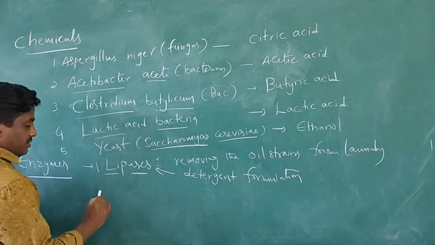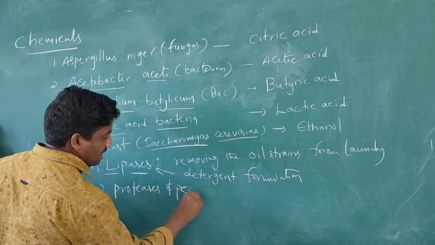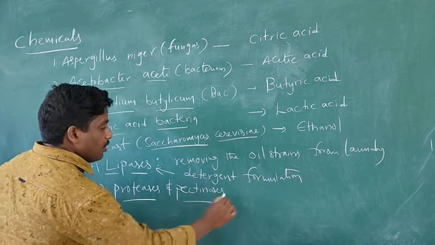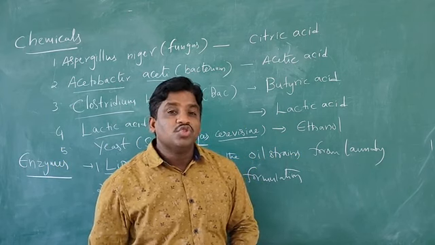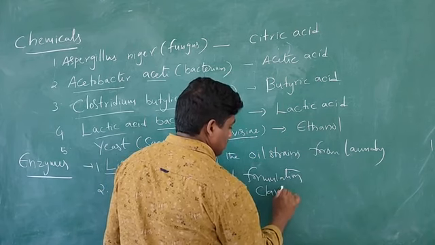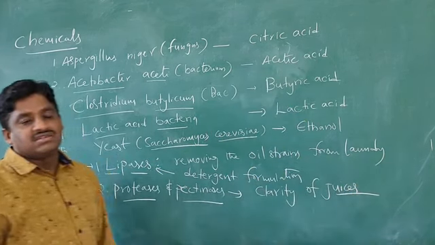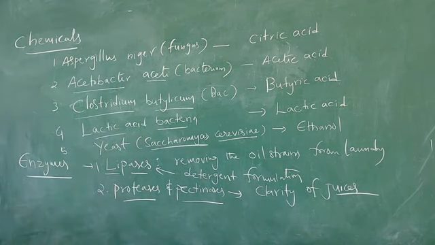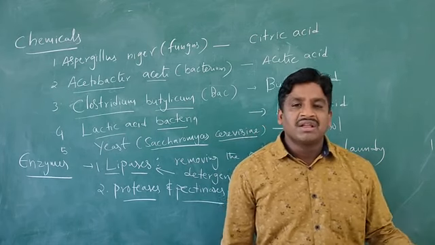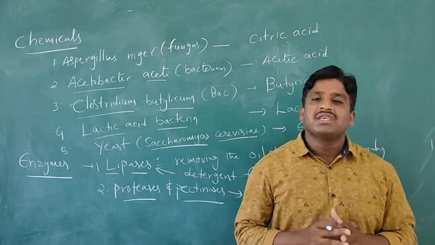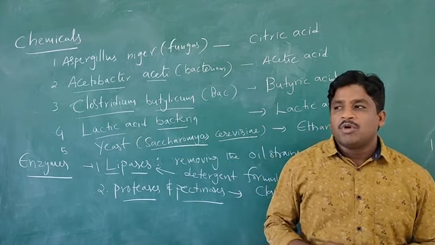Next, second one, proteases and pectinases. These proteases and pectinases are used for clarity of juices. Mainly they are used for the clarity of juices. Why? Because in shopping malls and market shops you can see the juice bottles, the drinking juices present in the bottle. If you see the bottle externally, you can see.